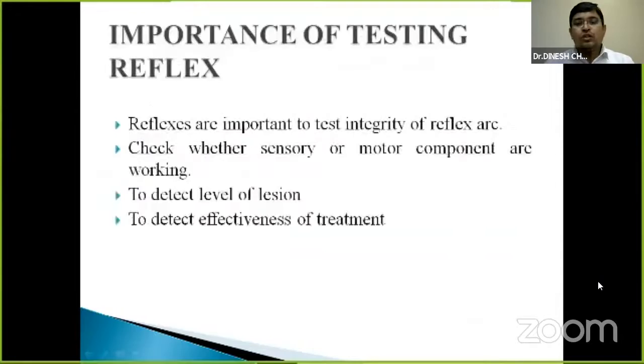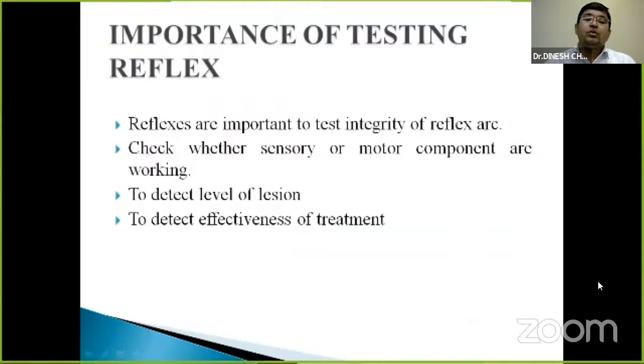So what is the importance of reflex testing? Reflex testing is very important. The importance is to test the integrity of the reflex arc. As we saw, there are five components in the reflex arc: receptor, afferent nerve, center, efferent nerve, and effector organ. So these are basically the integrity of the arc when we test reflexes. Indirectly, we know the integrity of the arc and where the lesion is.